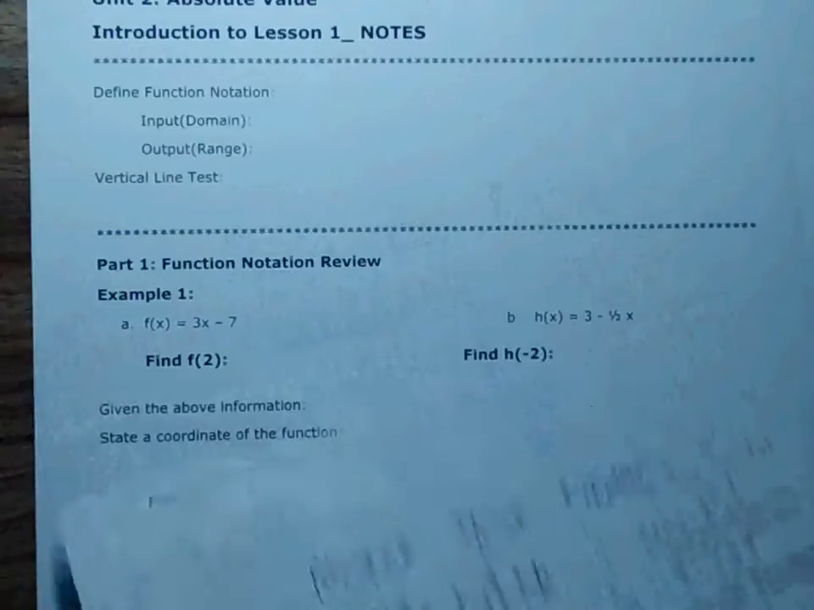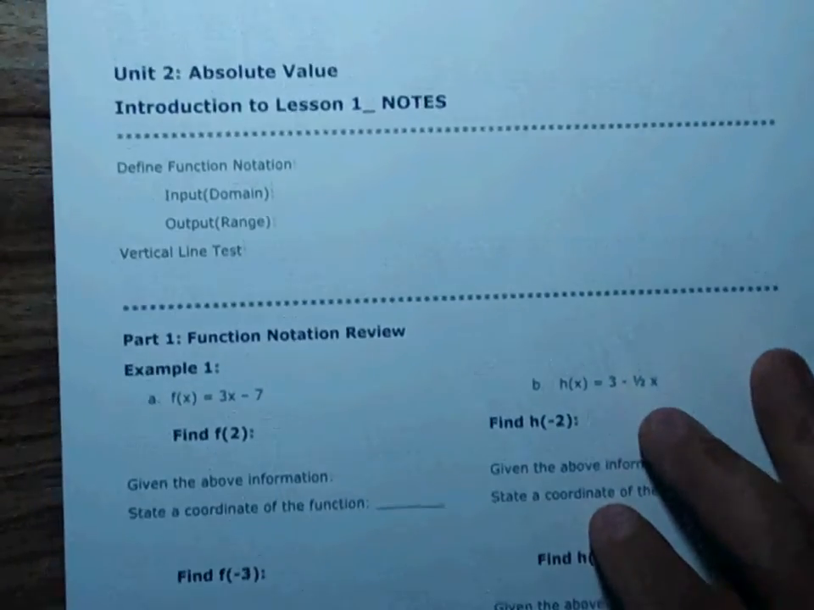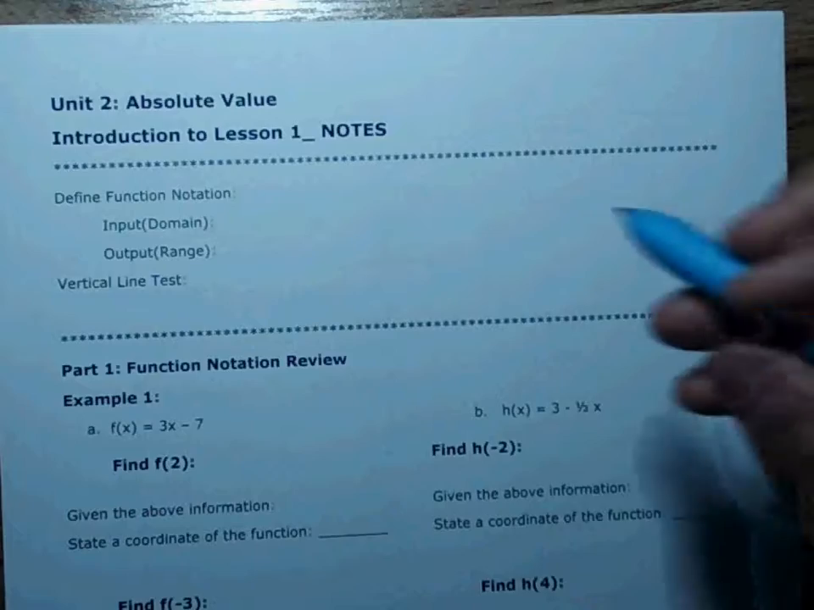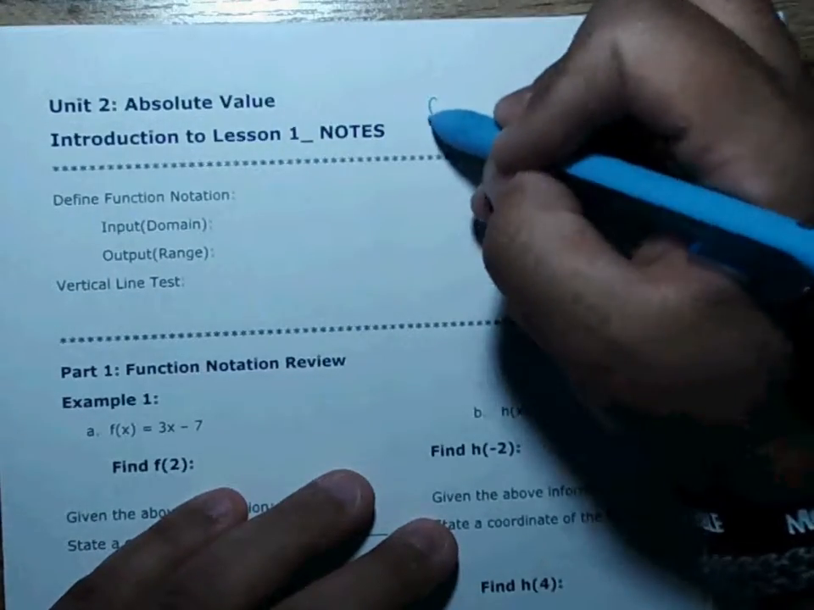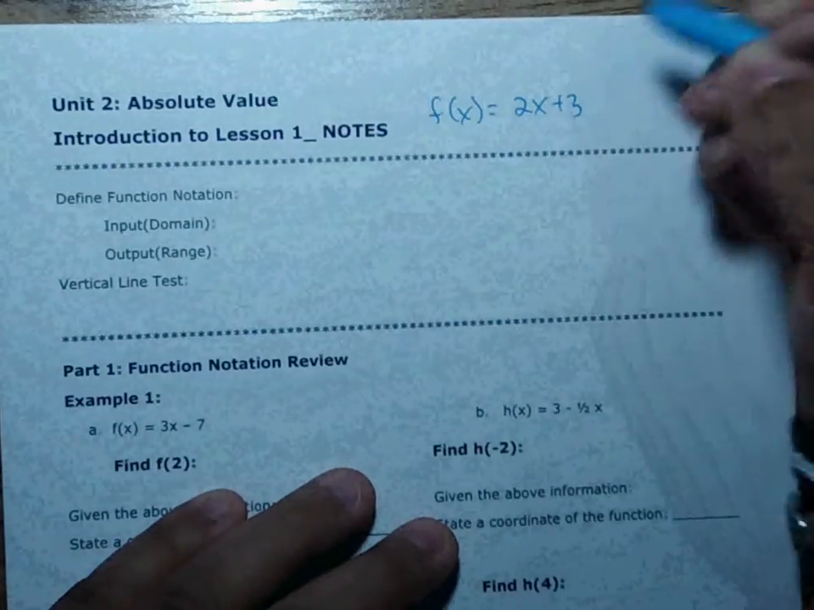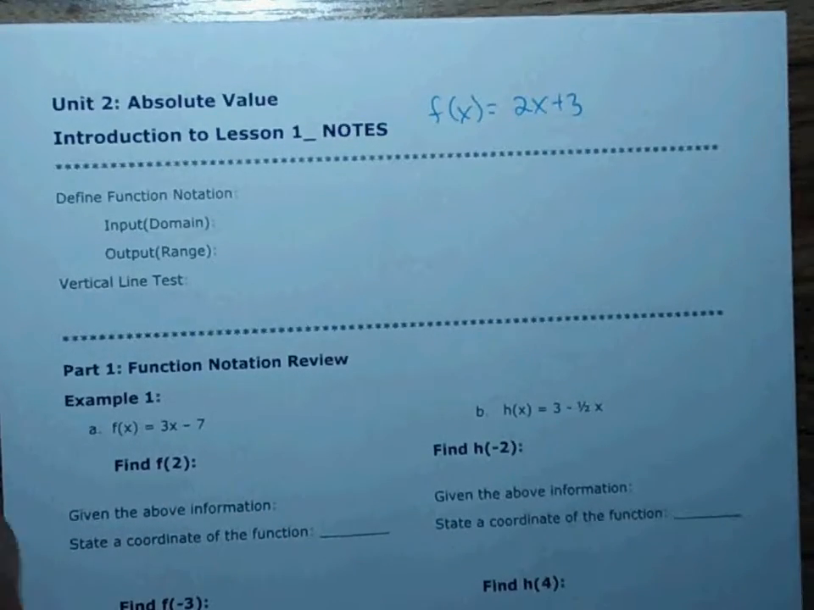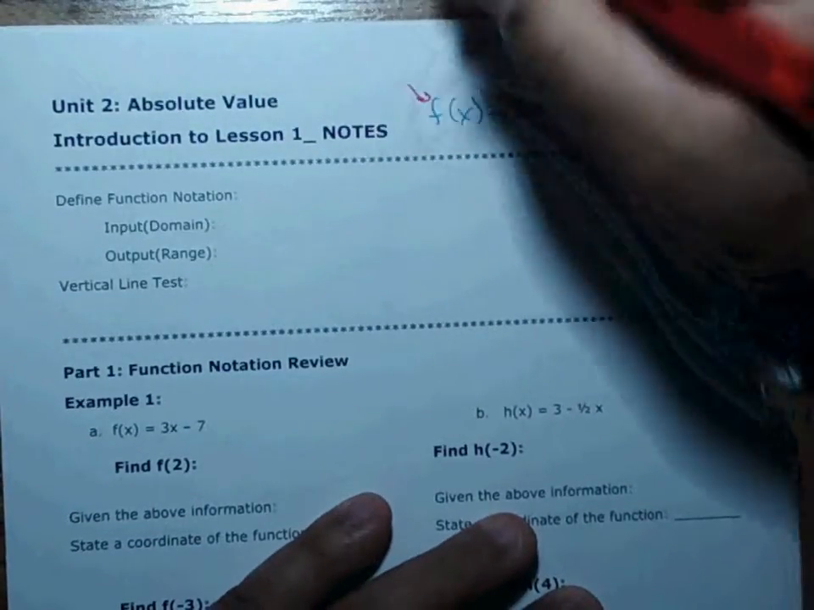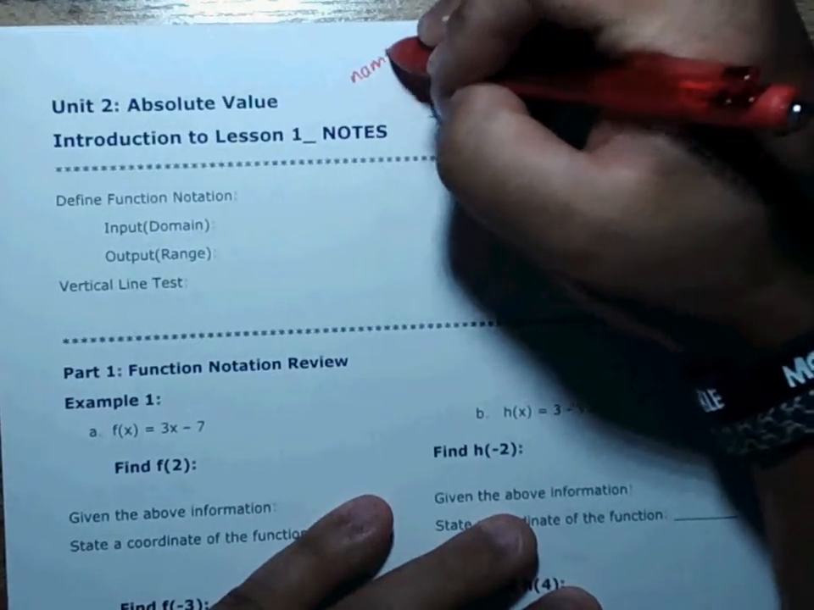So if we go into defining function notation, if I gave you a function and I said f of x is equal to 2x plus 3, each part of this function serves a different purpose. So the letter out front is just the name of the function.